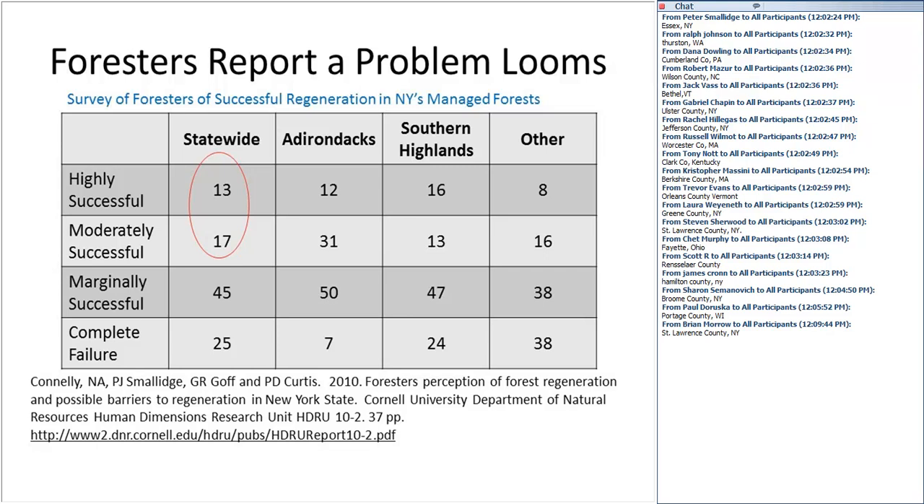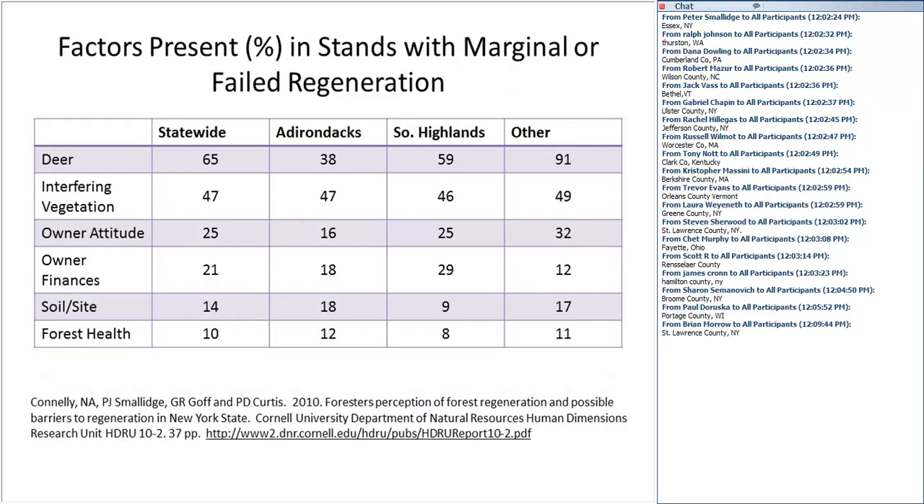So what's behind all this? You know, what are the barriers to regeneration? We asked the foresters to identify that, and what we found was that statewide, not surprisingly, deer showed up as the most common factor in causing marginal or failed regeneration. Statewide, it happened 65% of the time. It varied throughout the state. In the Adirondacks, it tended to be less. In the Southern Highlands, it was pretty close to average.